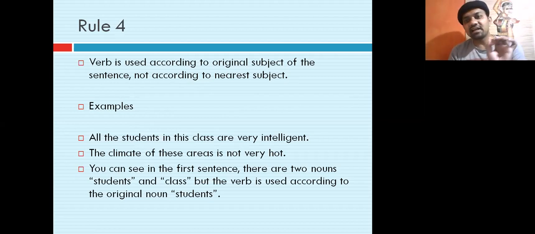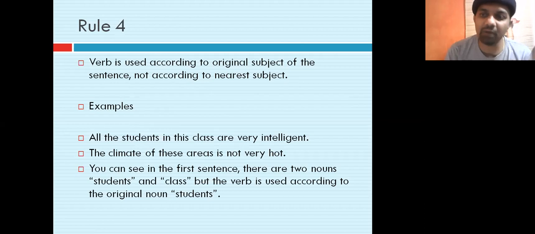All the students in the class are very intelligent. All the students, this is the subject. In the class is there. Class is also a noun. What is the subject that we must agree the verb with? That is the original subject. All the students.